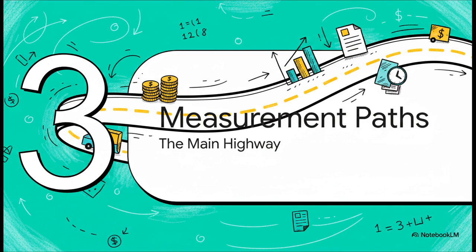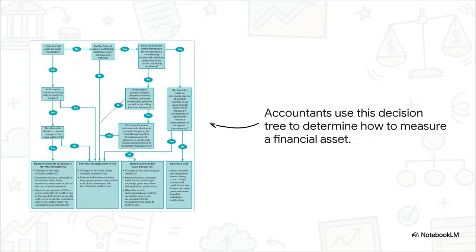Now that we've classified our instrument, we have to decide how we're going to measure its value over its entire life. And this, my friends, is where things get really interesting. I know, this decision tree looks a little intimidating at first glance, but just think of it as our map. An accountant starts right at the top and asks a series of simple questions. Things like, what's the business model here? Or is it an equity instrument? And depending on the yes or no answers, they follow a path that leads to one of three main destinations we're about to check out.